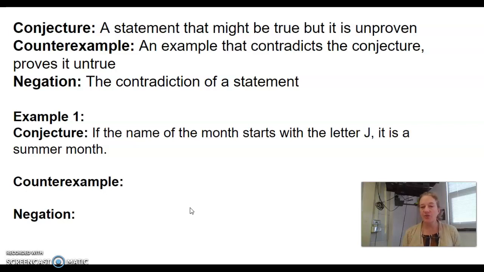This is logical thinking. Okay, so a conjecture is a statement that might be true, but it is unproven. So that would be something that says math is hard. I know some of you think math is hard, but then it becomes easier when you practice it. So that's a statement. It might be true, but we don't know yet. We haven't proven it. A counterexample to a conjecture is an example that contradicts the conjecture and proves it untrue.